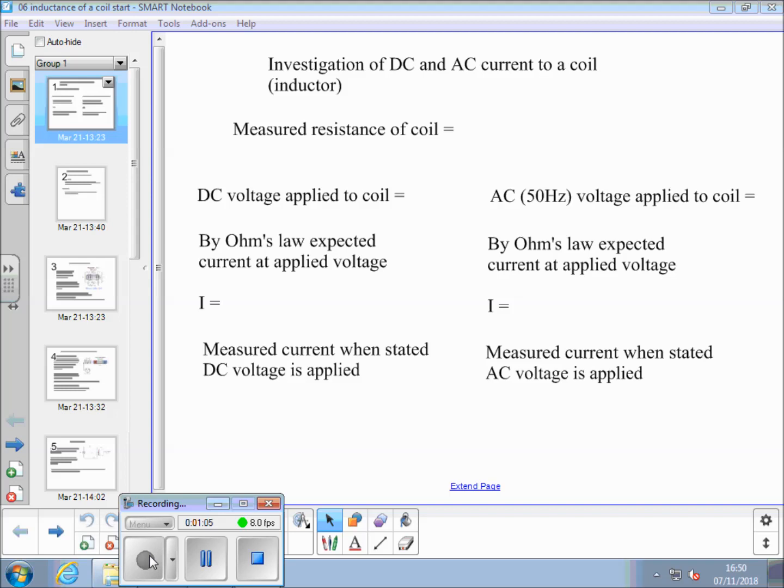We're going to do a similar thing with an AC voltage: apply an AC voltage, work out by Ohm's law what we expect the current to be, and then see what it actually is. Then from there we'll go on to discuss why we get the results that we get. So I'll pause the video there.